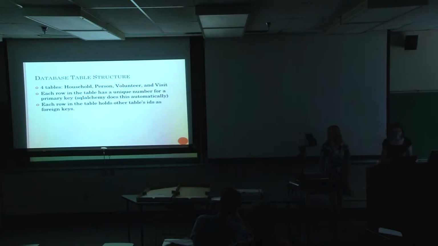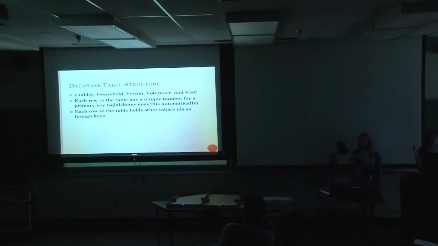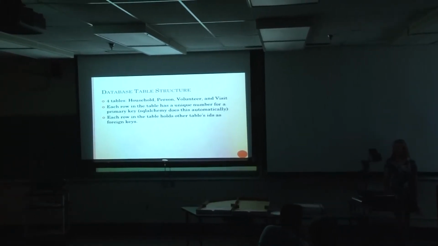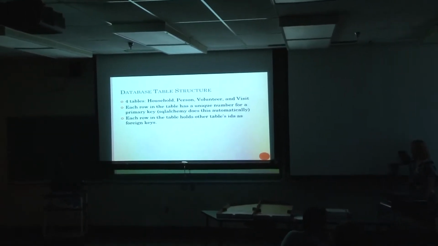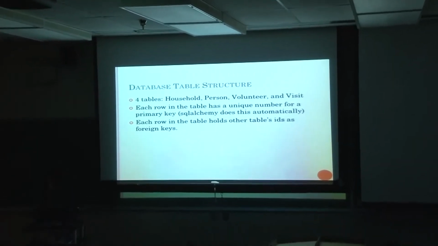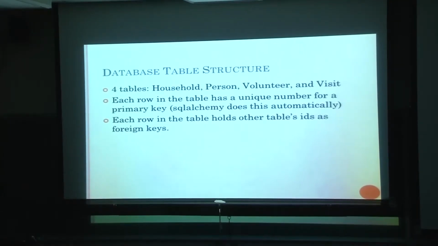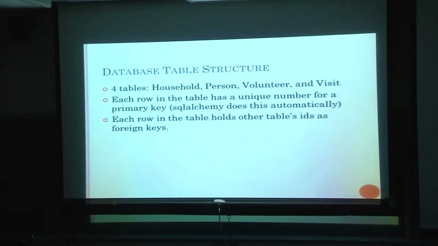So the current database at the food pantry right now uses a person's name as a primary key, which means that once you make one change to the person's name, all of their data completely disappears. So we're changing that, obviously. Each person will have their own unique ID number, their own unique primary key, and SQLAlchemy does this automatically for us, so we tell it it's a primary key.